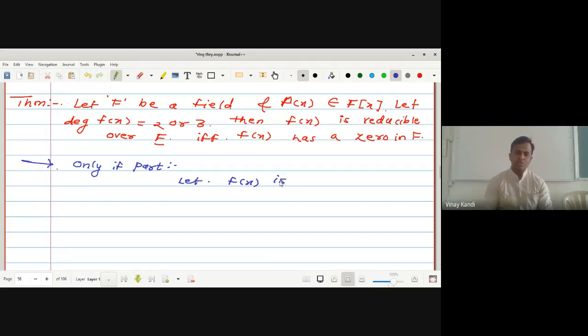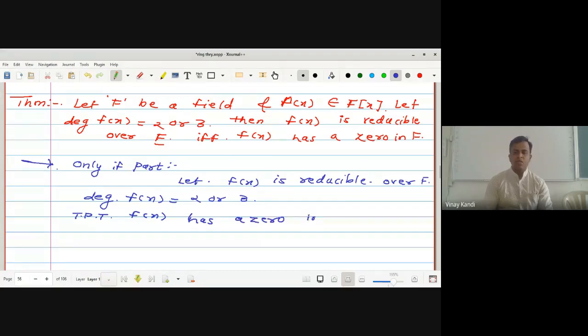Let this f of x be reducible. If f of x is reducible over F and the degree of f of x is 2 or 3, then we have to prove that f of x has a 0 in F.